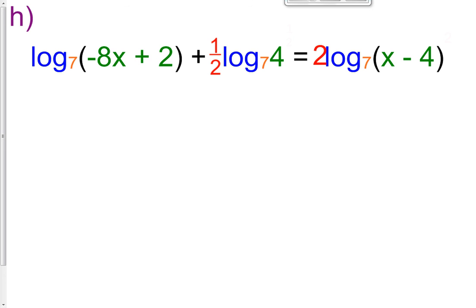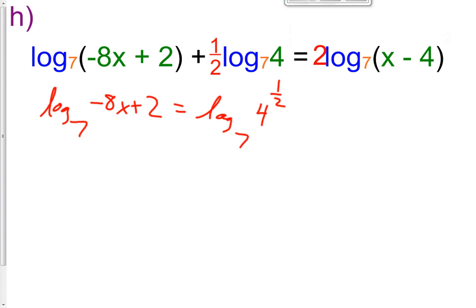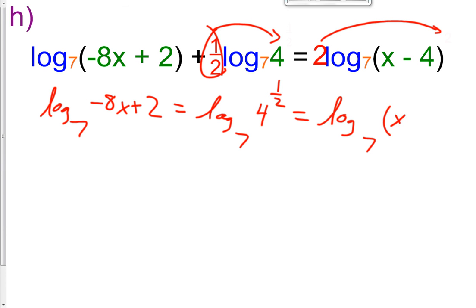Letter H, you should have had log base 7 of negative 8x plus 2 equals the log base 7 of 4 raised to the 1/2 power, because this 1/2, that was a coefficient, gets put up here. And then this 2 also gets put up here, so it's the log base 7 of x minus 4 raised to the 2nd power. Now that we have this, it should have been a plus sign.